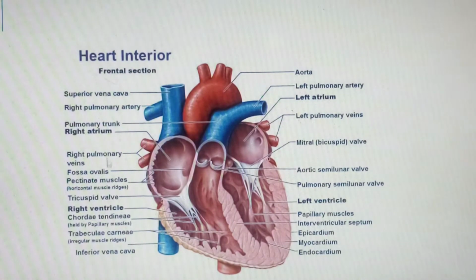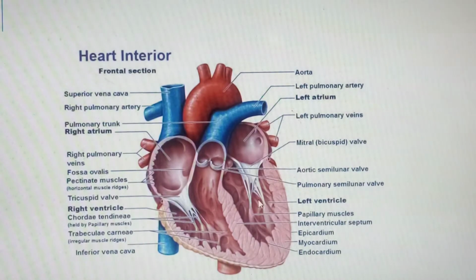So these are the veins which connect the lungs to what we call the left atrium. You can see that these veins are red in color, and therefore it tells us that they are carrying oxygen-rich blood. So this left atrium relaxes to receive the blood, and then it is pumped into what we call the left ventricle.